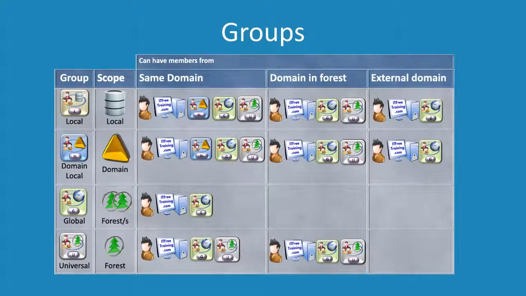Lastly, universal groups cannot use a universal group from an external domain because of the same reason stated before. Universal groups rely on a global catalog server that is in the same forest as the universal group. Universal groups simply will not work outside the forest that they were created in.